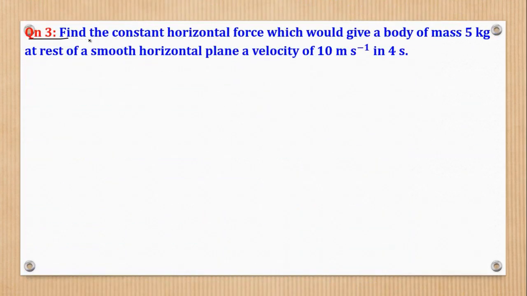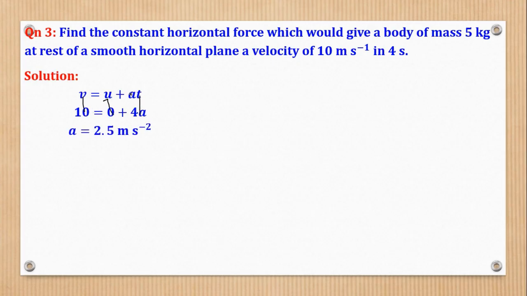Question 3 says find the constant horizontal force which would give a body of mass 5 kg at rest on a smooth horizontal plane a velocity of 10 meters per second in 4 seconds. So v is equal to u plus at. That is the first equation of motion. Substitute for v, for u, and for t. Then you can get the acceleration.